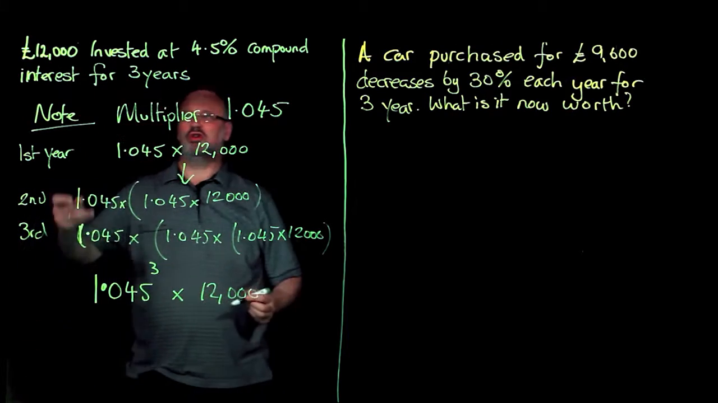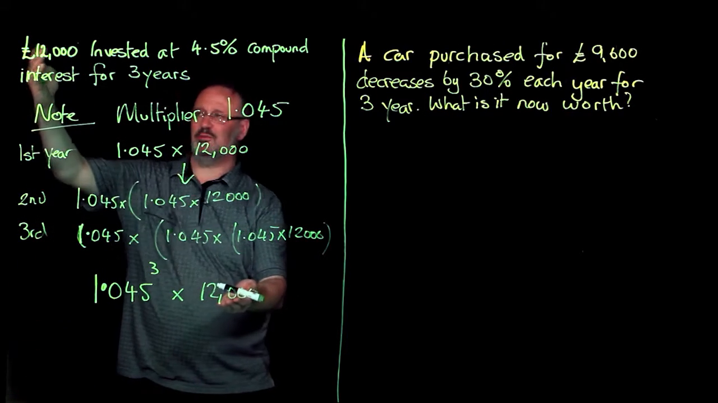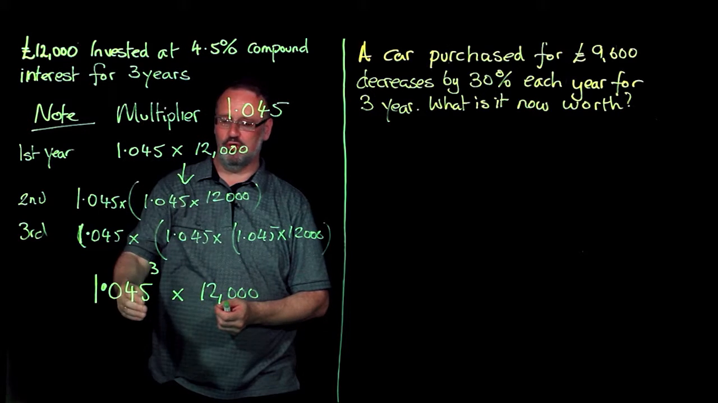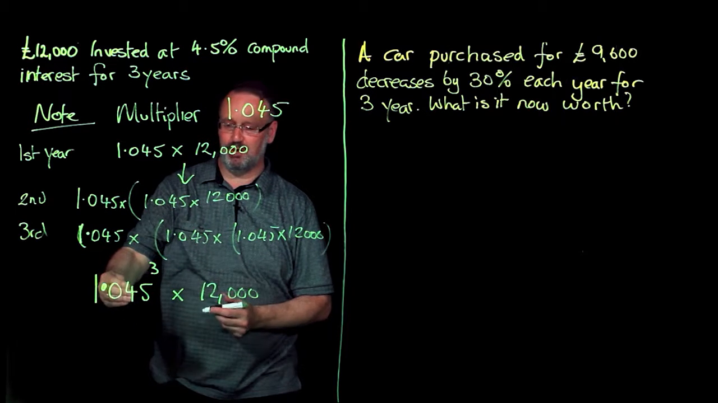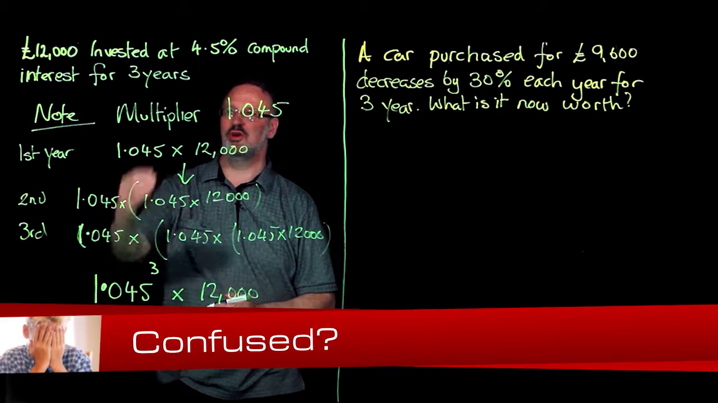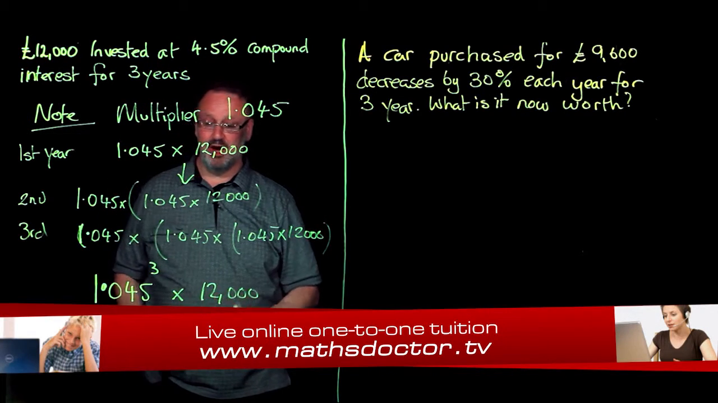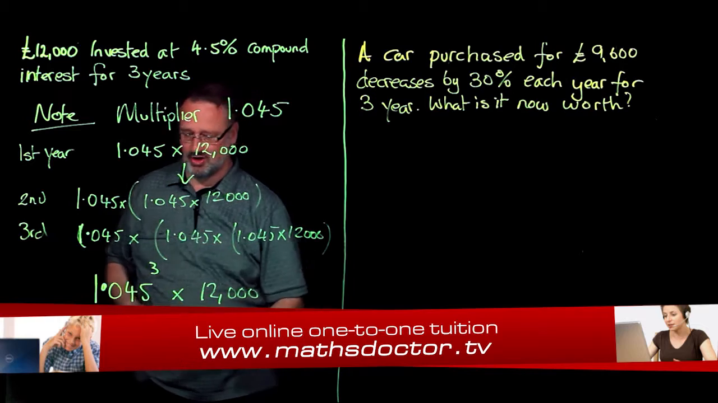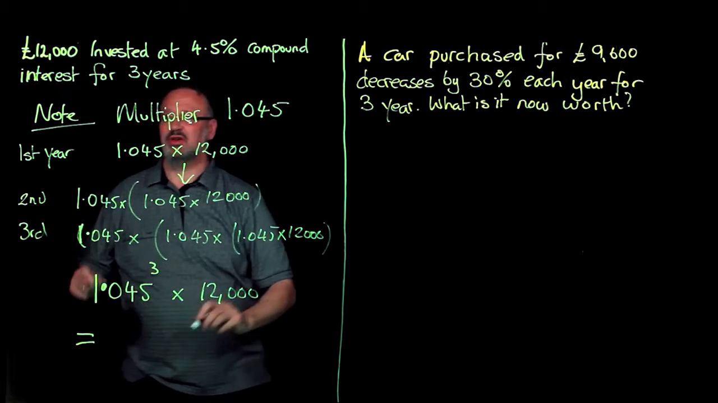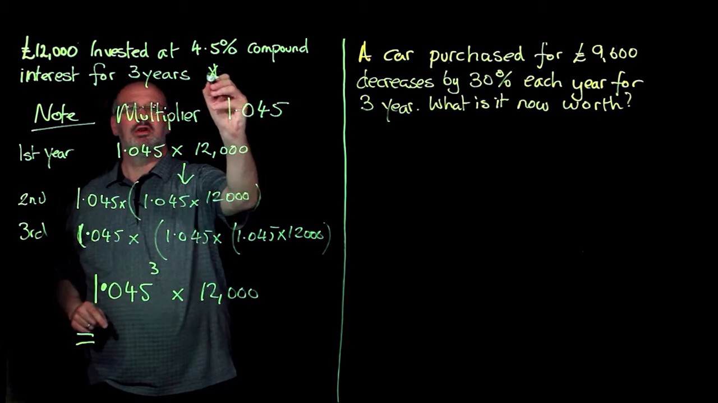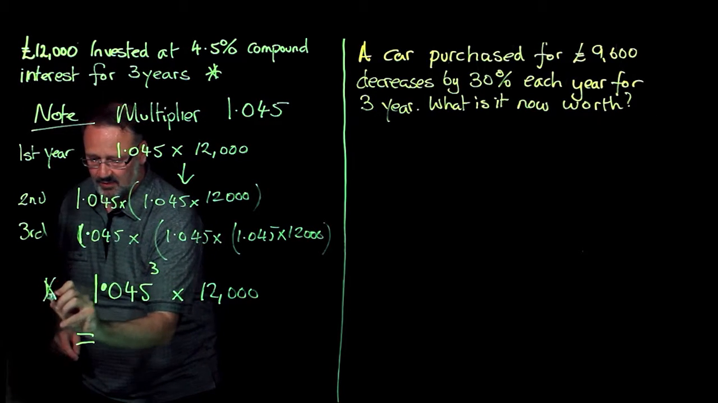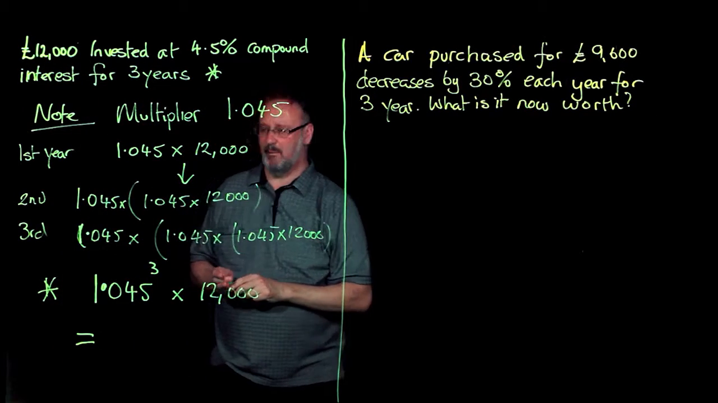And so I can go from my investment invested at 4.5%, the multiplier is 1.045 for 3 years. So I have 1.045 to the power of 3 times 12,000. That I would go from here to there in one step.